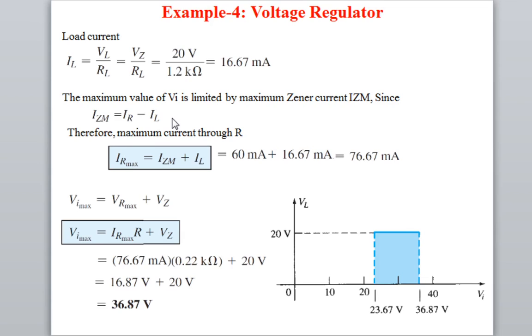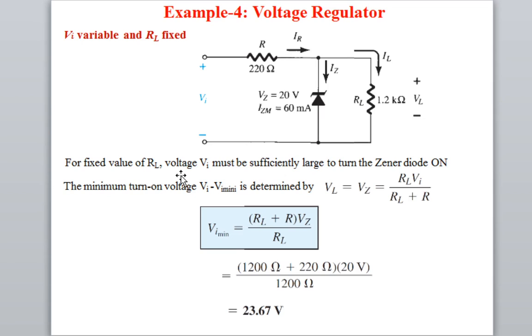So the load current we have determined, that is 16.67 milliampere for that particular value of VZ. IZ maximum we know, so we can find out IR maximum. If IR will be maximum, IZ will be maximum; if IR will be minimum, IZ will be minimum. So IR maximum will be equal to IZM plus IL. IZM is 60 milliampere, IL is 16.67 milliampere. So IR maximum is equal to 76.67 milliampere. So the maximum current which is flowing across the series resistance is calculated.